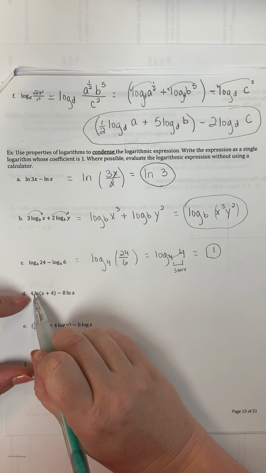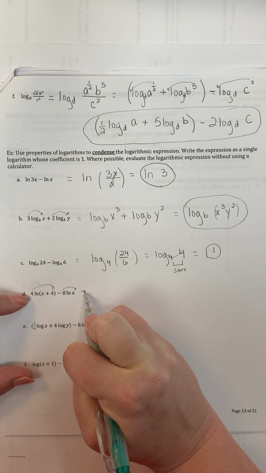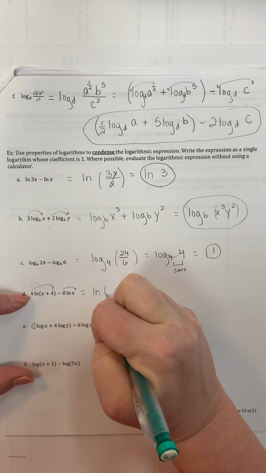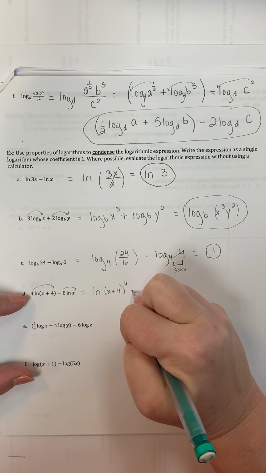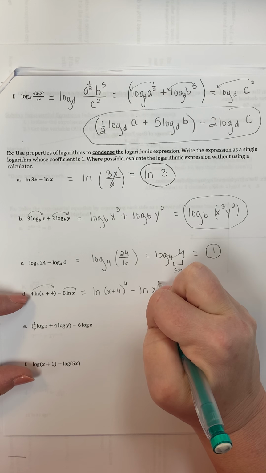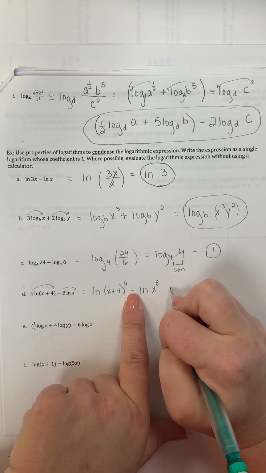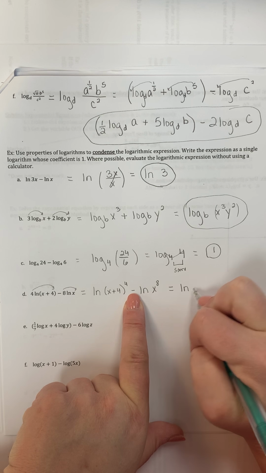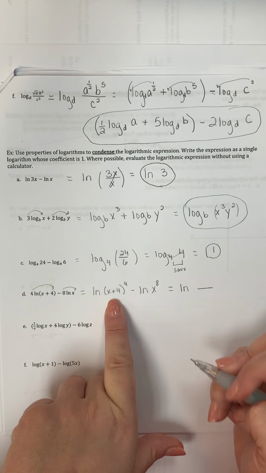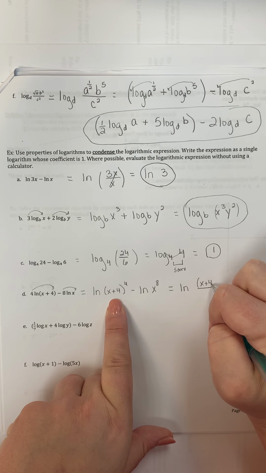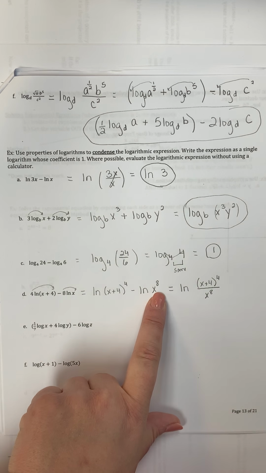Okay, here I see 2 coefficients. Let's handle those first. I'm going to put them up here as exponents. So I'm going to have the natural log of this argument here raised to the 4th minus the natural log of x raised to the 8th. Okay, now I see I have a minus between them. So I'm going to write the natural log over and I'm going to have a division. This first argument with all of its stuff becomes the numerator. Second argument becomes the denominator.